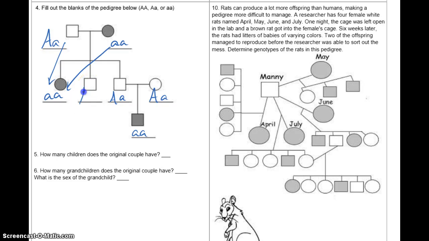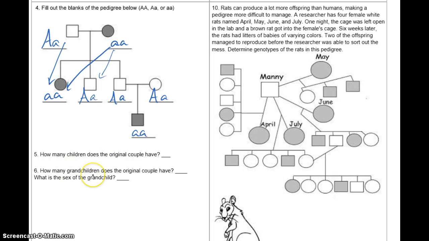Well, we know he got a capital A from his dad because he is not albino. And that is the one that his dad gave him, which means he couldn't have gotten anything else from his dad. And his mom only has really one thing to give. She can only give little a's. So we know that he's heterozygous from that. Then we go through and answer our questions.